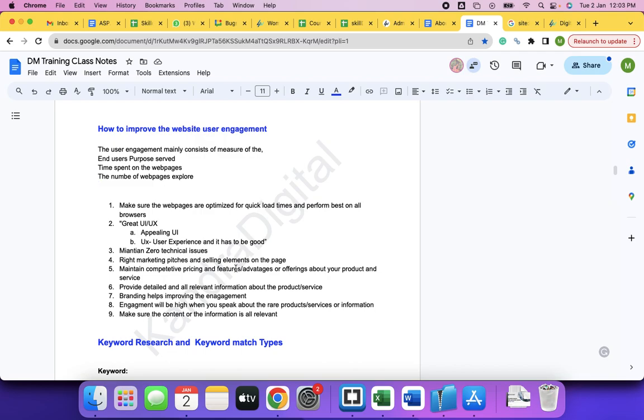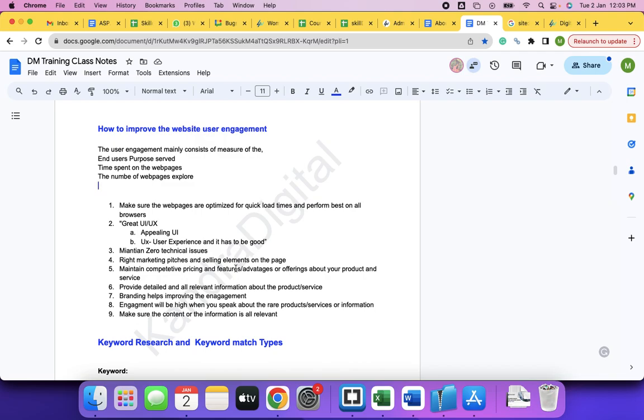Okay, so if your user engagement has to be good, you have to deal with the technical aspects of your website. You have to deal with the UI UX of your website. You have to deal with the marketing pitch on the web pages. You have to deal with your product. What is product here? Product is pricing, product is availability. So you have very good technical aspects, such as the load time is amazing. Load time is a few milliseconds, right?